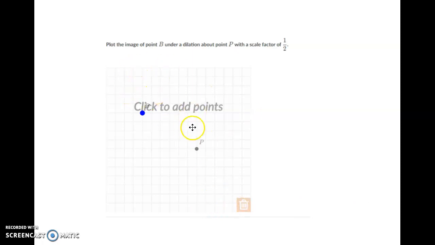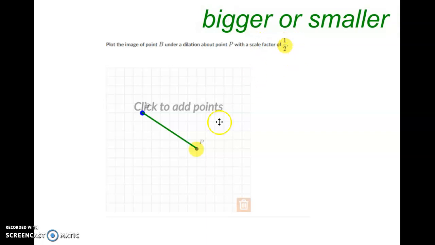Let's take a look at this first problem in Khan Academy. We're looking to plot the image of point B. Here's B, and it's under a dilation about point P, at a scale factor of 1/2. So what we're going to be talking about is this distance here, the distance of that blue dot. Where will it be if I have a scale factor? What it's saying is, is this distance going to get larger or smaller?